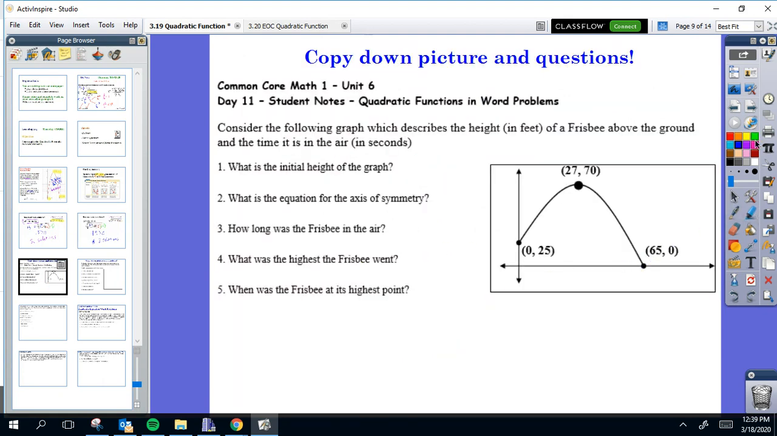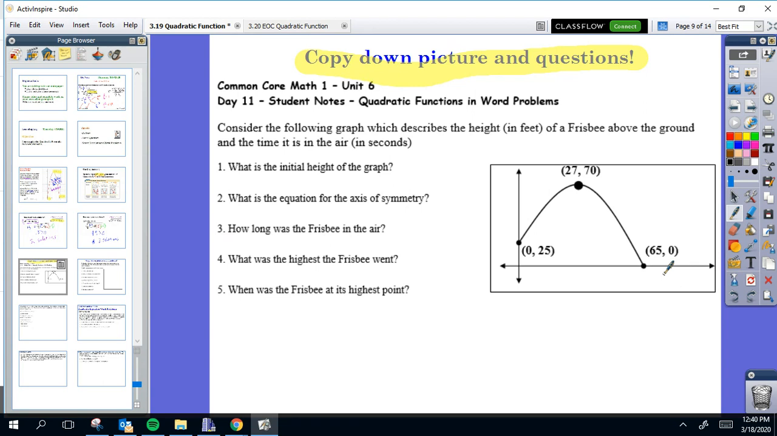All right, so let's talk about how this relates to actual real-world scenarios. This one says, consider the following graph, which describes the height in feet of a frisbee above the ground and the time it's in the air. What is the initial height of the graph? Okay, so let's pause, and I want you guys to first copy down the picture and the question. So go ahead and pause the video and do that.